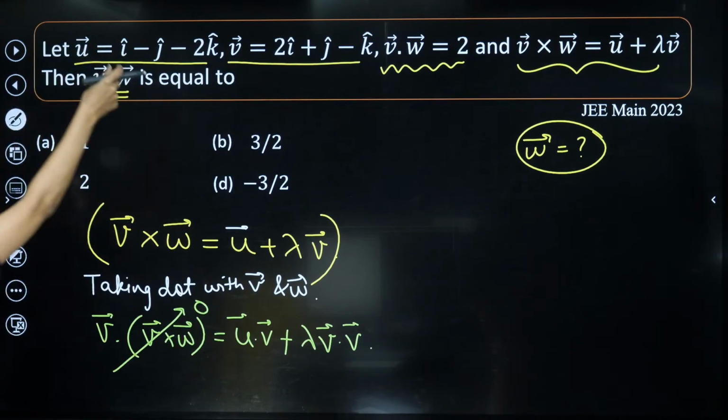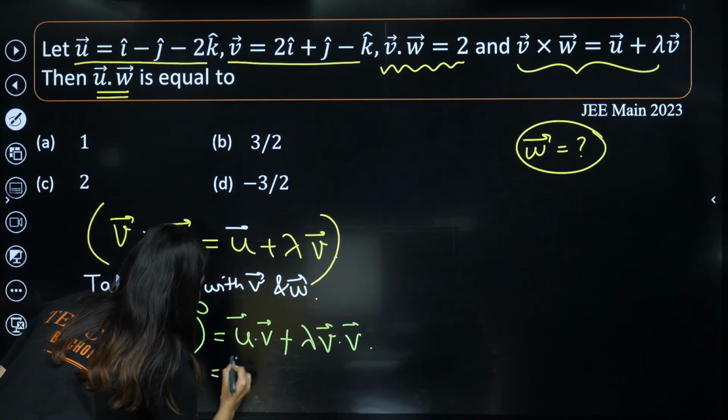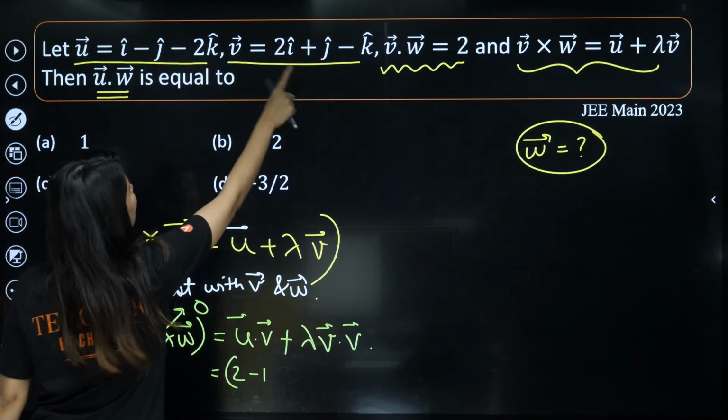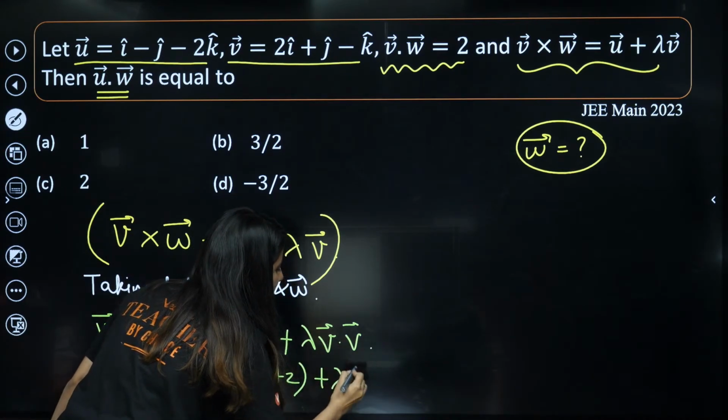Tell me what is u dot v. So 2 minus 1, right? So this would be 2. You can see minus 1, you can see plus 2, plus lambda times v dot v.